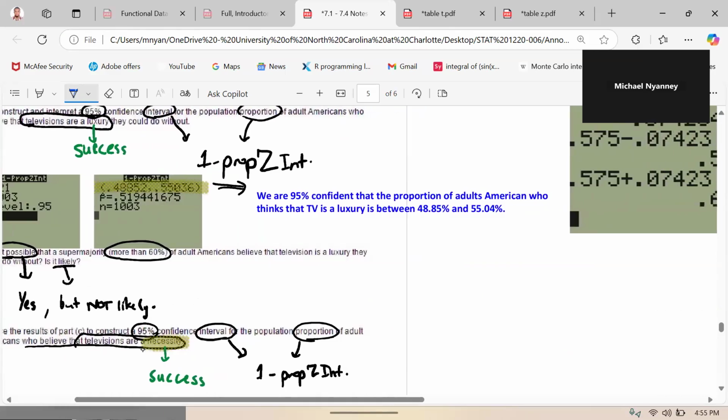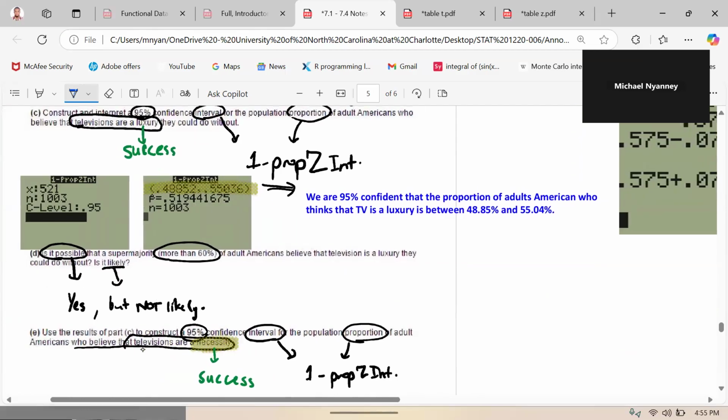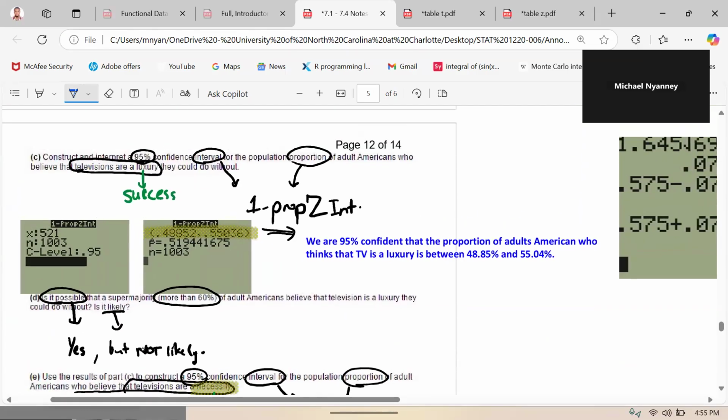So if you want to explain based on the confidence level, we are 95% confident that the proportion. So out of this question, you use it to say we are 95% confident that the population proportion of adults who believe that is between what. Then you use this. You bring your interval. You are good to go.